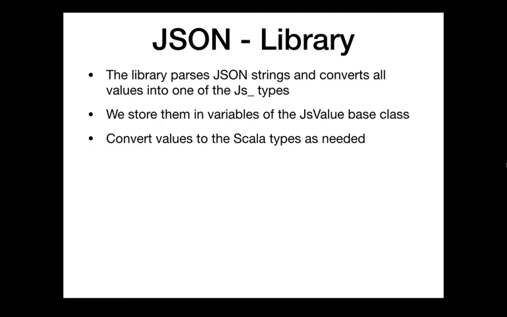So JsValue, if we want to go the other way, and we want to write JSON, we're going to convert our Scala types into JsValues, and then convert those to JSON strings. And when we're parsing, we're going to parse our JSON string into JsValues, and then figure out what specific Scala types we're working with, and then convert to those types.